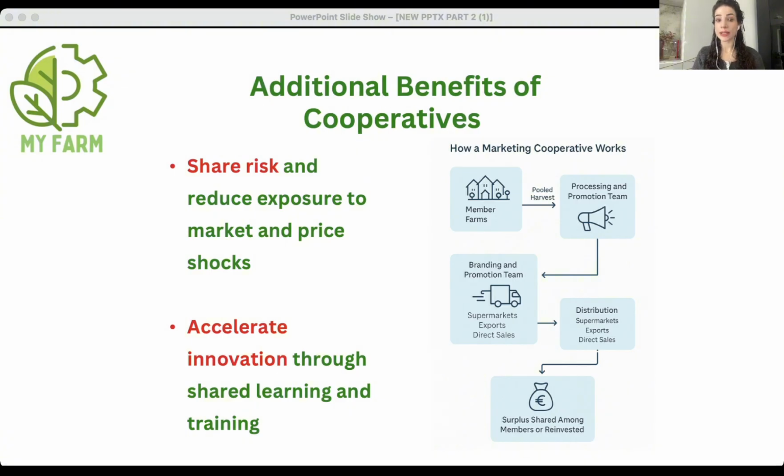Risk sharing is another benefit of cooperative models. So here, members are less vulnerable to market shocks and input price volatility. Another benefit is related to innovation transfer, and this is about new practices or technologies that can be introduced faster through shared training or demonstrations.